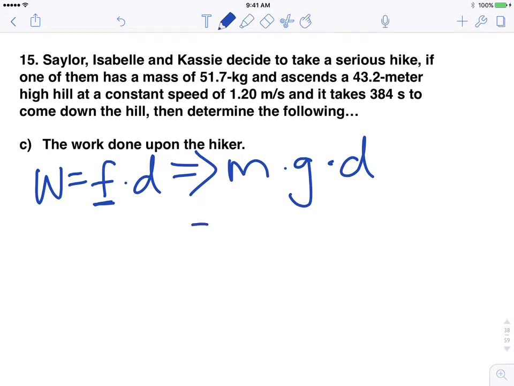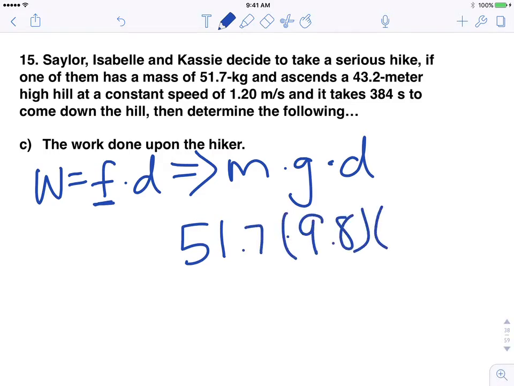So we have a mass of 51.7. We're going to multiply it by 9.8 and then multiply it by how far down they descended, or the displacement, and that was 43.2 meters. Oh, look at that, I added a unit. I might as well do it for the rest of them.